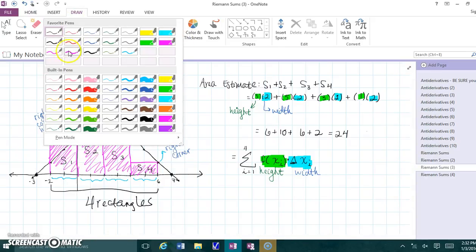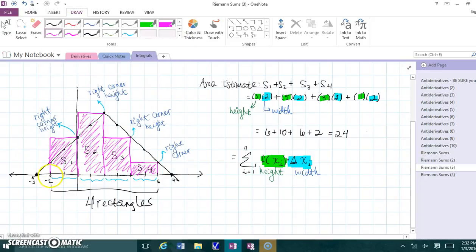This time, whenever I split it up into 4 rectangles, -2 to 0 is my first rectangle. Instead of choosing the leftmost height, which would be here, I want the rightmost height, so the right corner, which is here. So this is the height for the entire rectangle. From 0 to 2, I'm going to go up to 2. It's my rightmost value. This is the height on the right, so it's the height for the whole rectangle.